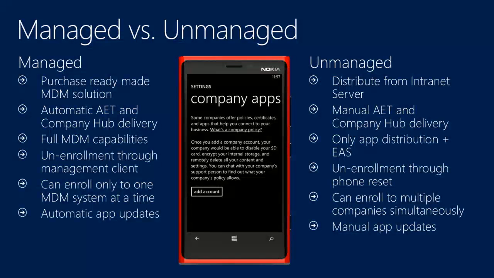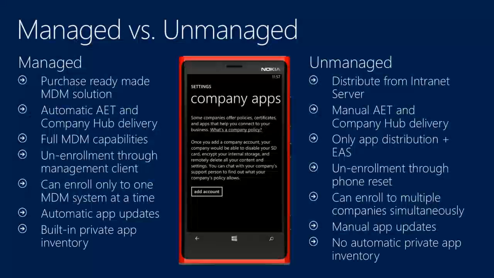With managed, it'll actually provide automatic app updates. If you update an app, that'll automatically get shown in the portal. With unmanaged, you're doing manual app updates. So you send out an email to the employees and say, hey, this app has been updated. Go ahead and download the new version. And with managed, you also get the built-in private app inventory, which is built in automatically, while in unmanaged, you actually have to go and build out that app inventory yourself, pointing to it in the database.